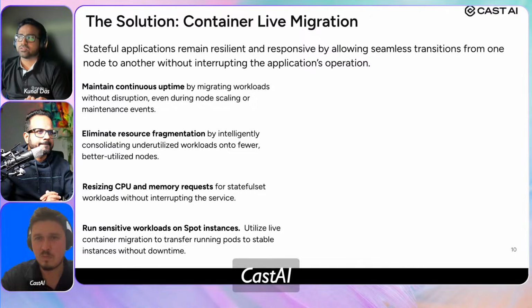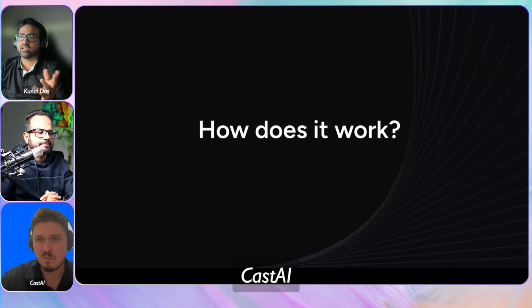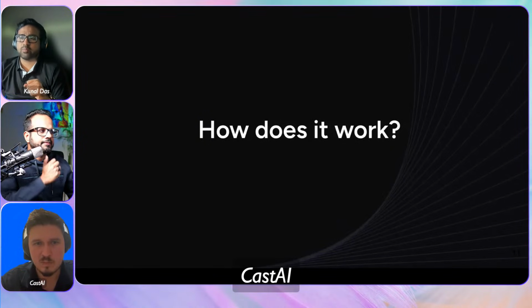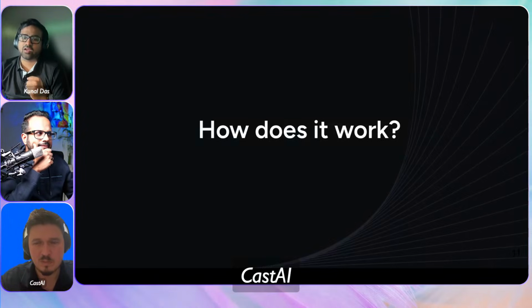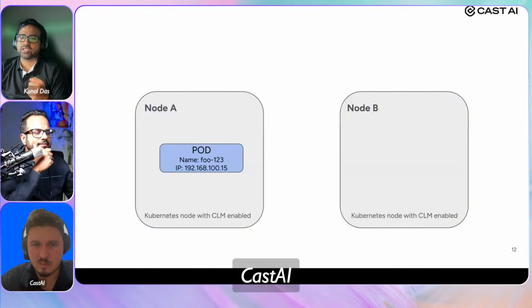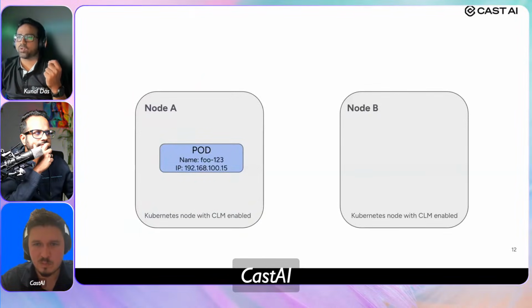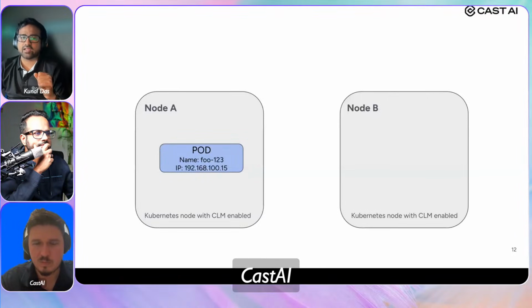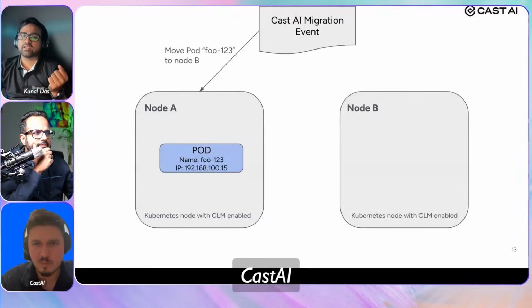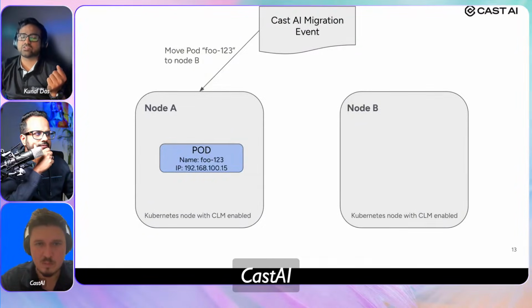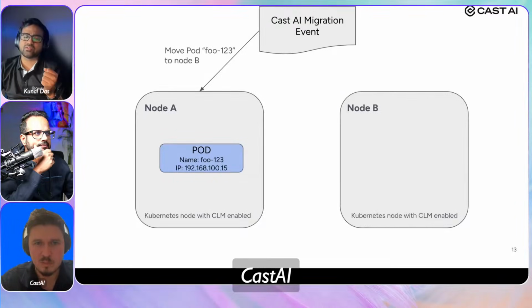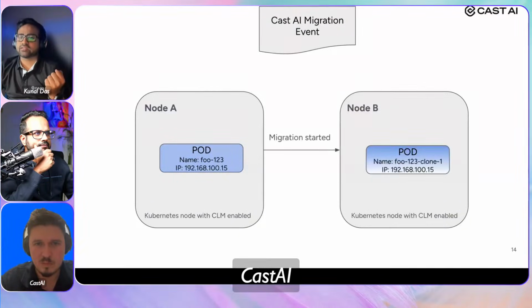Okay. So next I'll explain how it works with a very dumb animation to dumb it down a little bit more. Same thing, I have two nodes. First, I have a pod, and the IP you have to note is 100.15. Just as simple as that. Now, I send an event that this pod needs to be moved to this node, whatever may have happened in node A, and then the migration starts.